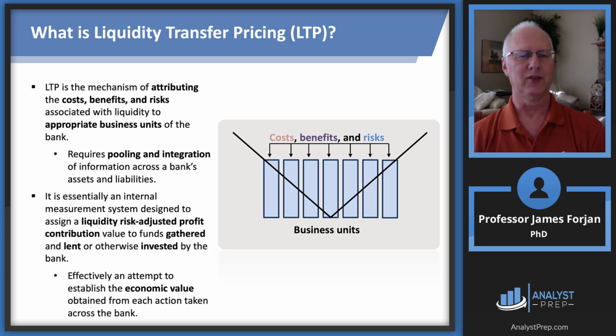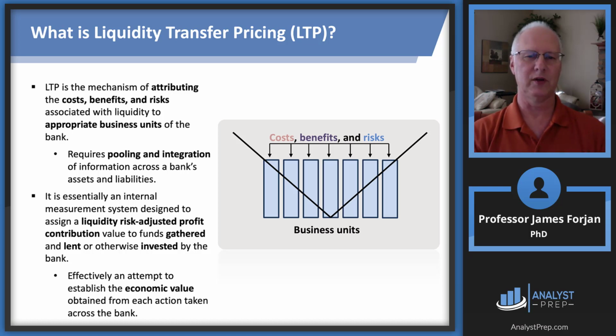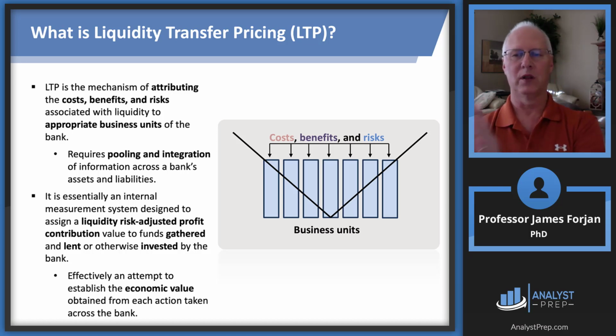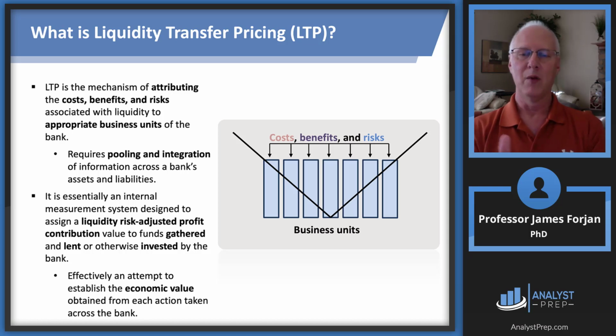Second block point, essentially an internal measurement system designed to assign a liquidity adjusted profit contribution value. All right, so look at each one of those tall rectangles. Think about what that means for retail banking, liquidity adjusted profit contributions. So we have profit, right? And we can easily compute some kind of profit, however we want to define that, but let's adjust it for liquidity. Oh, this is super important.